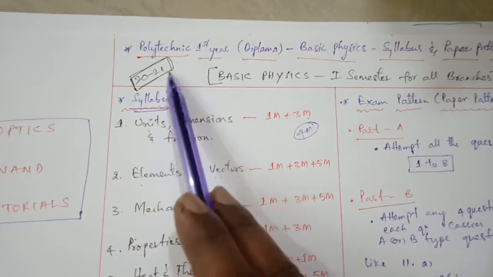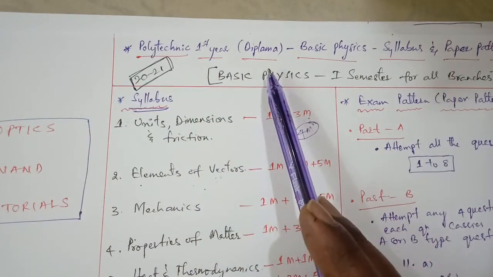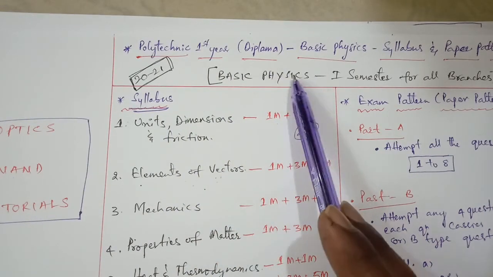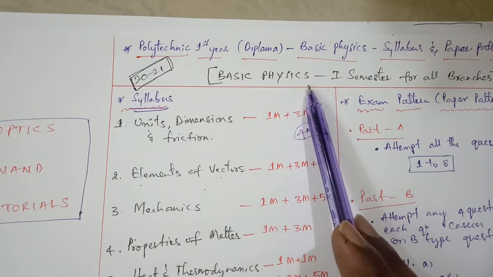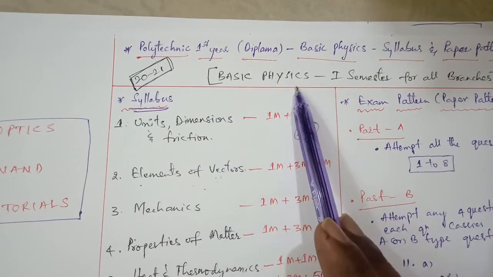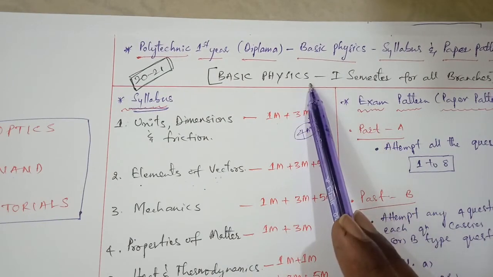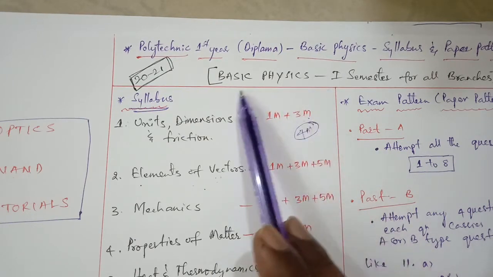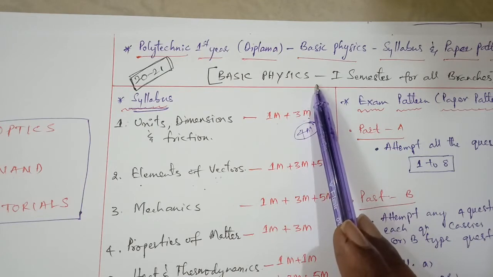This Polytechnic will have a 3 year course. In first year only we will have physics, okay. In first semester we have basic physics, in second semester we have applied physics. You need to remember it like this, okay.